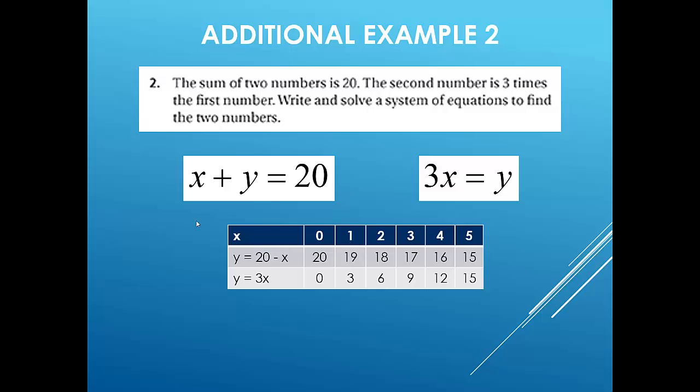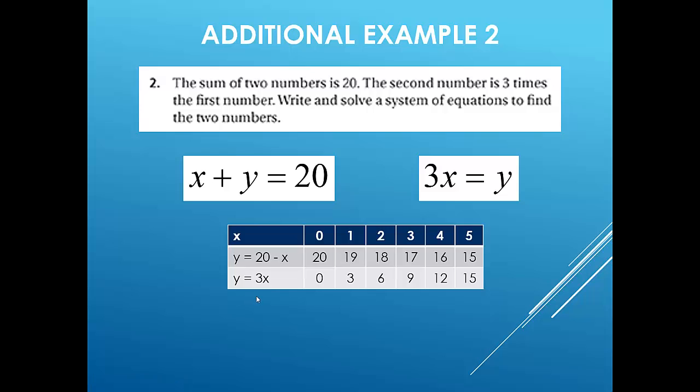Next, we need to solve both equations for y so that we can figure out what x and y equal. For our first equation, we would subtract x from both sides. So we'd have y equals 20 minus x. For our second equation, we already have that set to equal y, so we just have y equals 3x. We just turn it around.